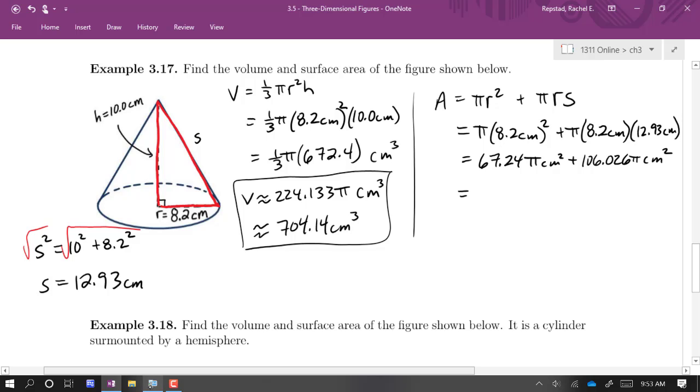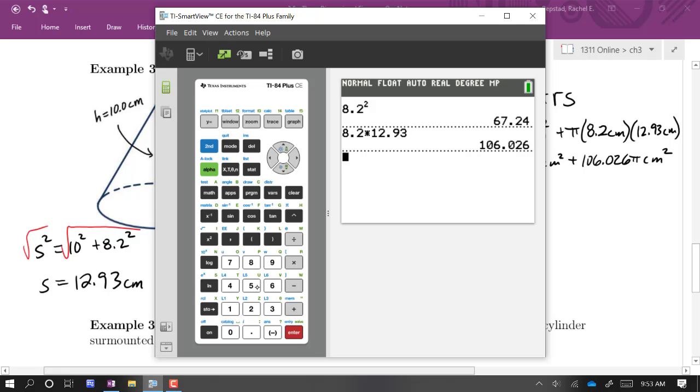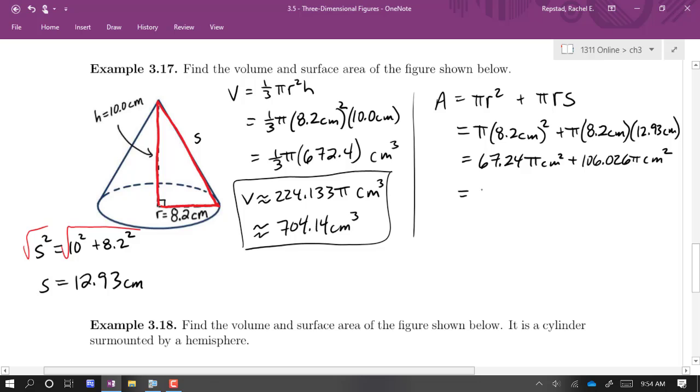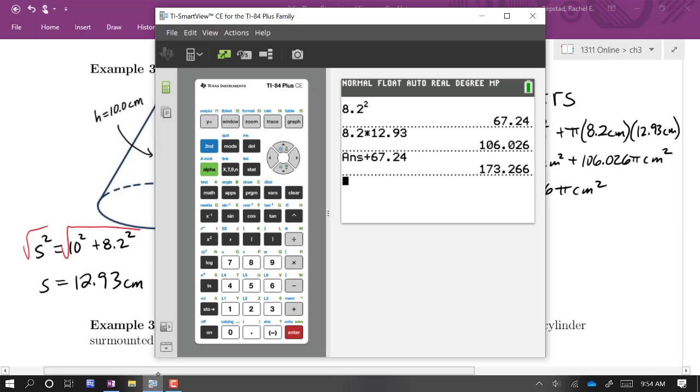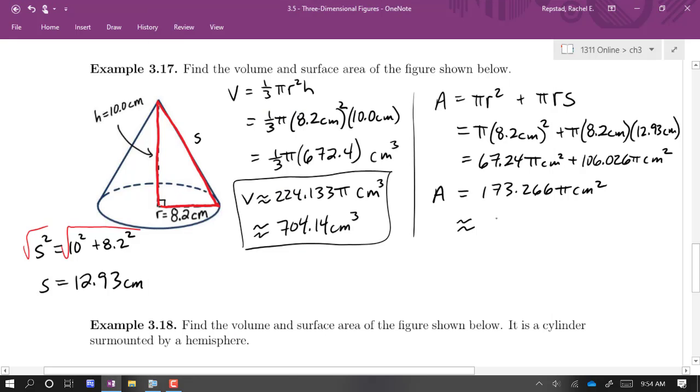So in terms of pi, we can get that first. 106.026 plus 67.24 gives us 173.266 pi square centimeters, and then we can approximate. Times pi, 544.33 square centimeters.